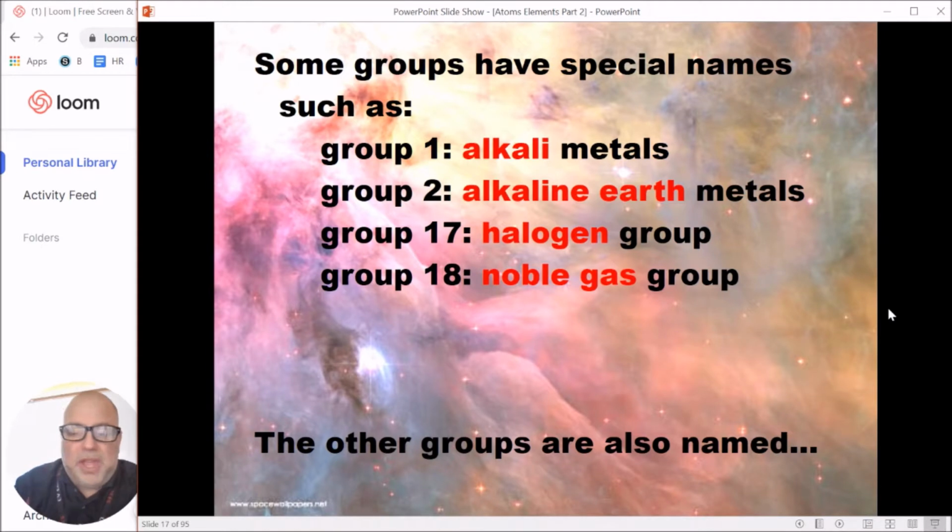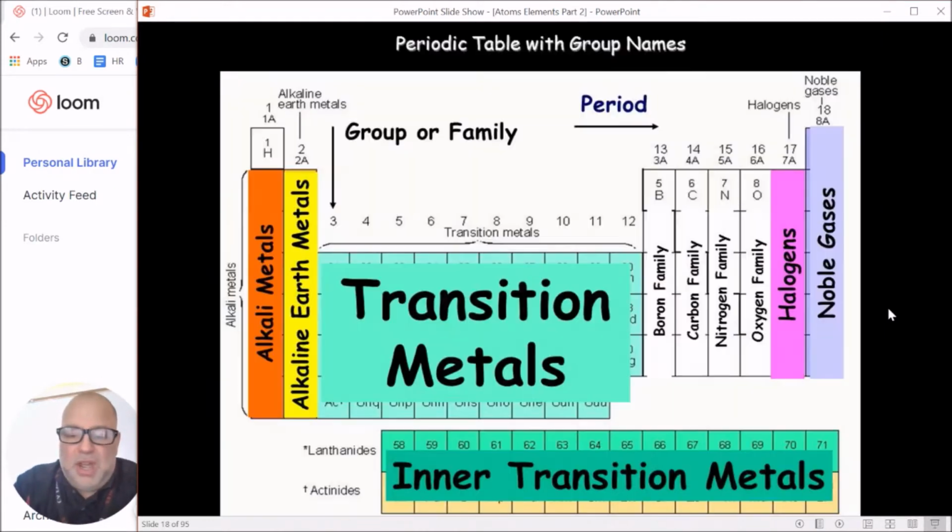These groups, while they are numbered, they also have names. So there are a couple of them, like group number 1 is known as the alkali metals. Group number 2 is known as the alkaline earth metals, right? Halogens are group 17. Group 18 are noble gases. The other ones are easier to know because groups 3 through 12 are all kind of grouped together, known as transition metals because they're so similar to each other.